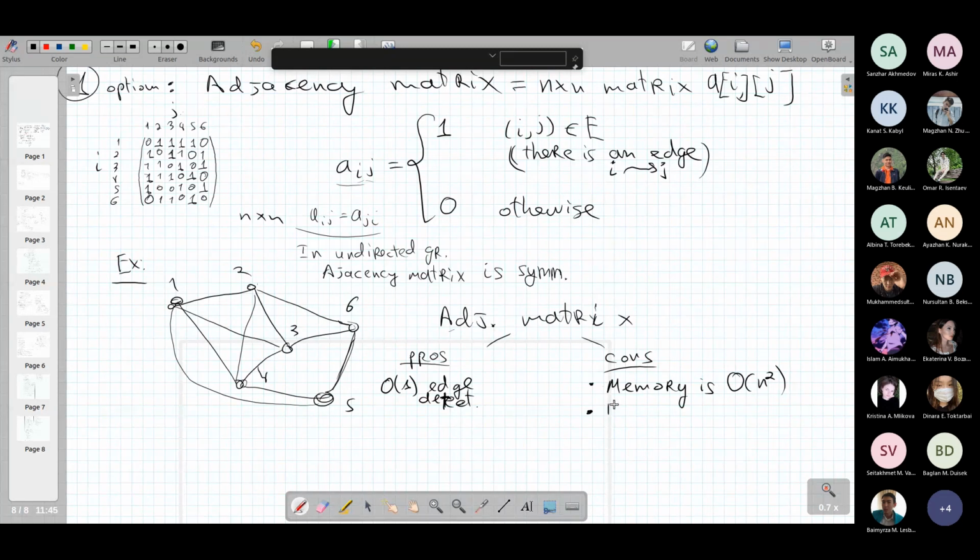Also, iterating over neighbors is big O of n. In order to obtain all the neighbors, I should iterate over the entire row and determine if the entry is 1, then it's a neighbor of the vertex. If it's not 1 at the corresponding column, then it is not a neighbor. So it's linear time.